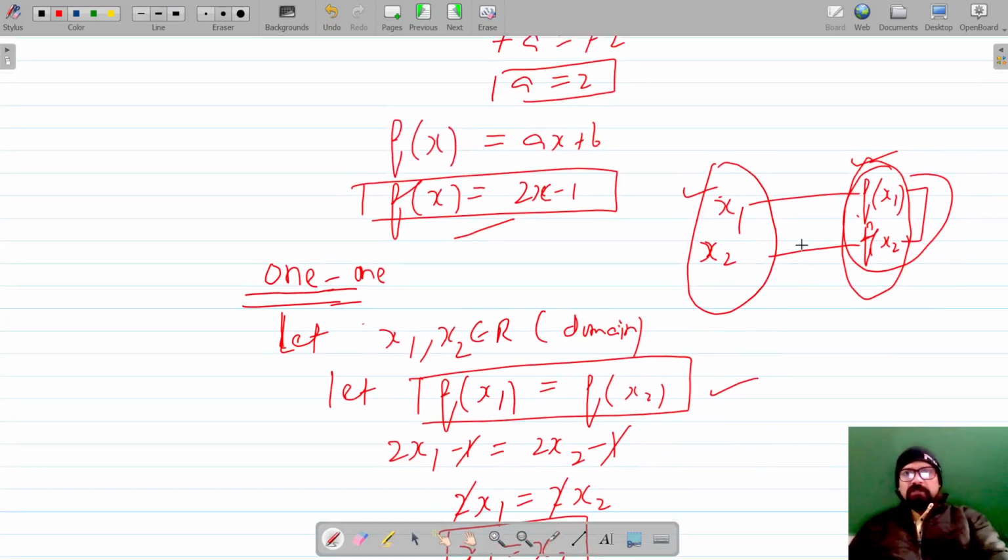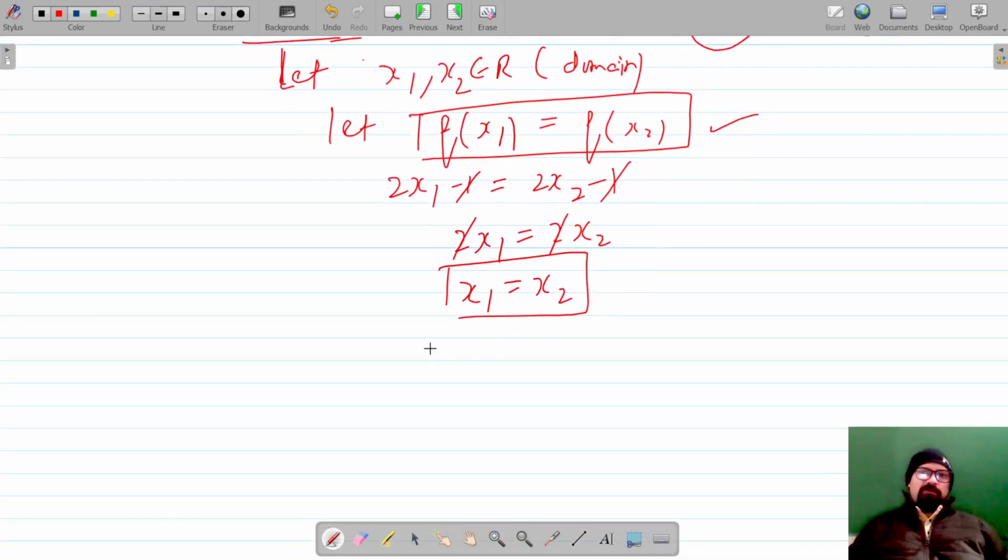So that means if the images are equal, then the preimages are also the same. So these are not two different elements, but are equal. So for every x, there is a value y in the codomain, which means there is a unique y in the codomain. So the function is one-one.